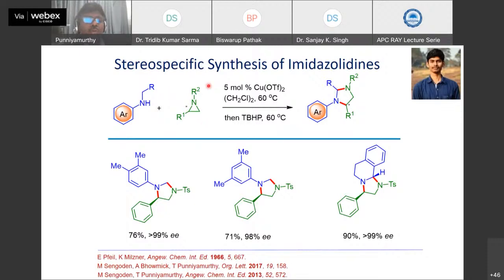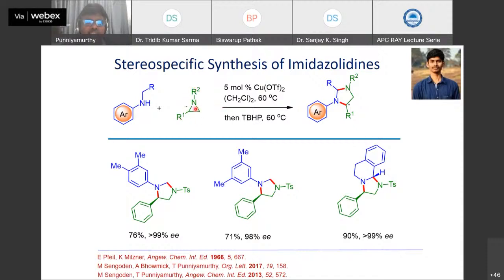Now let me show you the reaction of azetidine. In place of epoxide, you can also use azetidine as a substrate, and you can use the same N-alkyl aniline. Just as we have seen, the use of a cobalt complex with tert-butyl hydroperoxide. So the combination is very crucial.